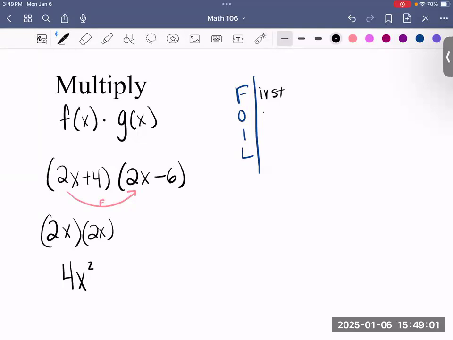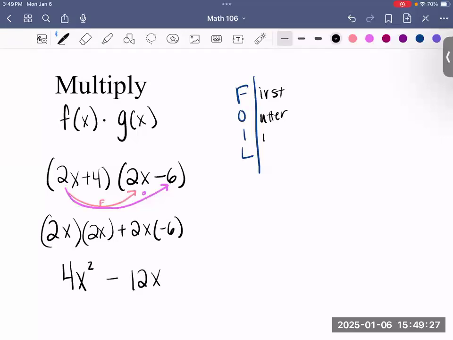This is your outer terms. All of a sudden, I can't spell outer. Outer terms, so you get to multiply the 2x on the outside. And I can just say plus 2x because this one is positive, times a negative 6. That will give us negative 12x.